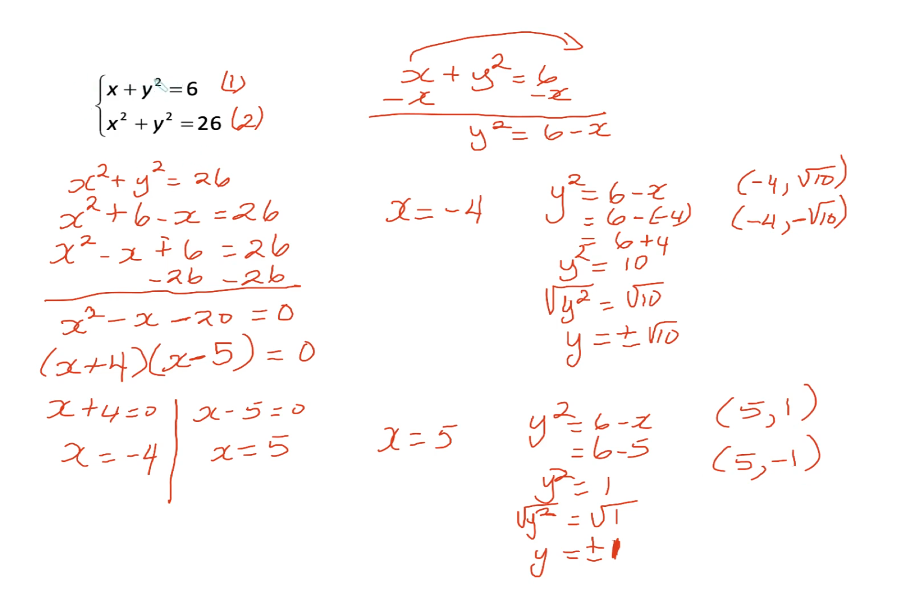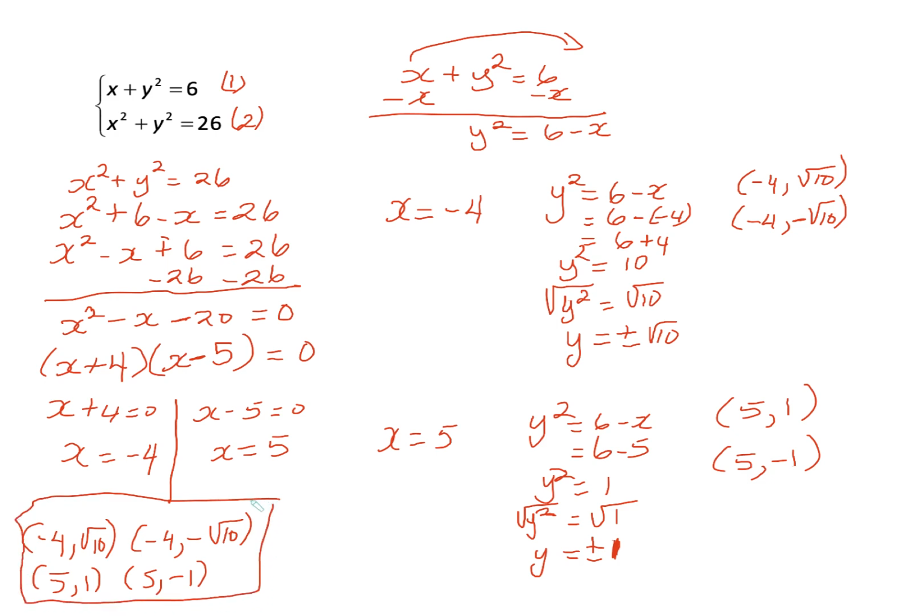So my answer for this, a circle and a quadratic, I have 4 values. So I have -4 with the radical 10 positive, -4 with the negative radical 10. I also have the 5 with the 1 and 5 with the -1. So I have 4 answers, or 4 solutions. And the reason for the 4 solutions, remember I said your second equation was a circle. And your first equation is a quadratic.